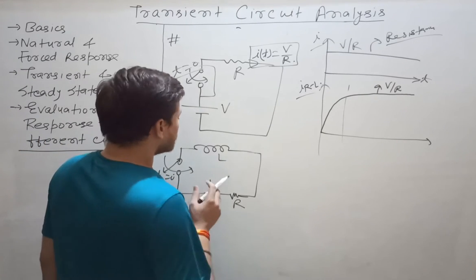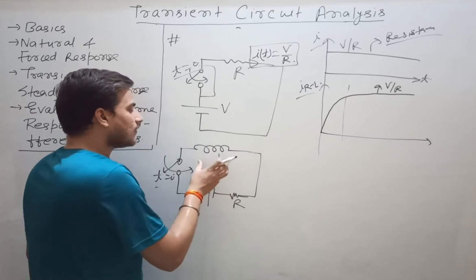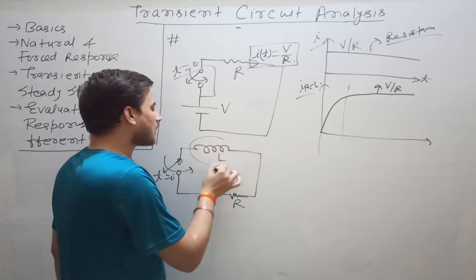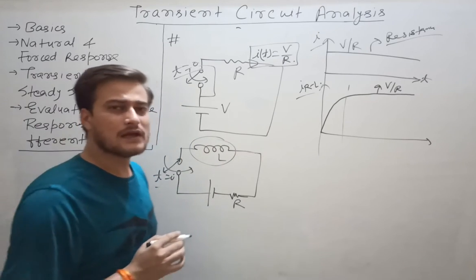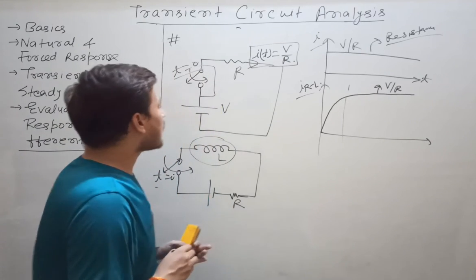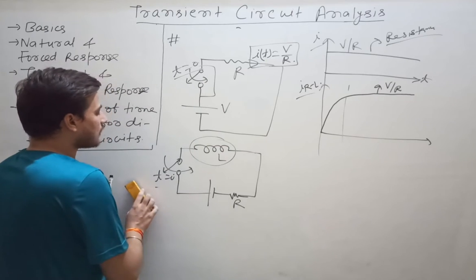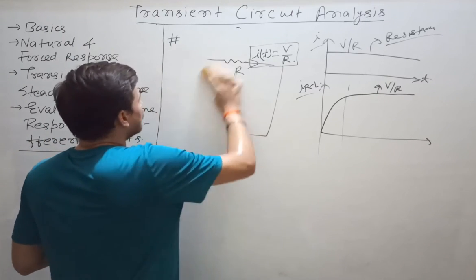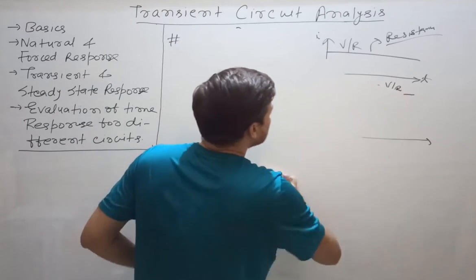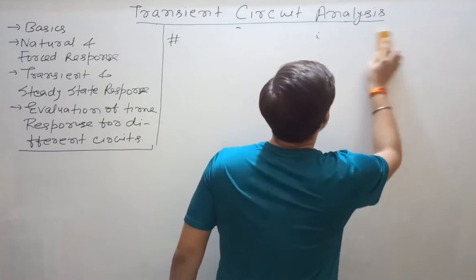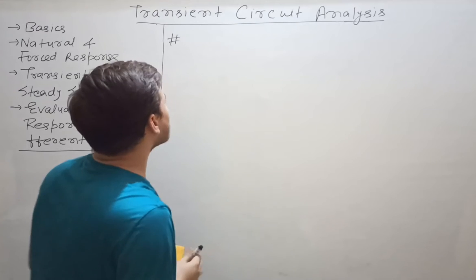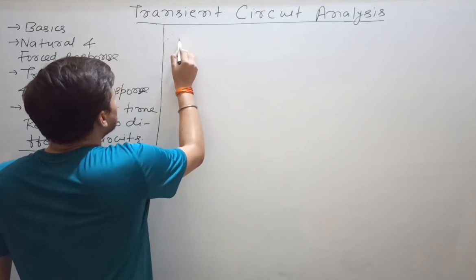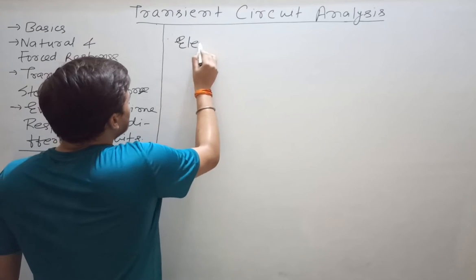Clear? So that means when the time t is equal to 0, the current was 0, that means the inductor was behaving like an open circuit. So that's why we have to see some basics about that. What is the nature of an inductor? What will be the voltage and current across the inductor at time t equal to 0 and time t tends to infinity? So I am drawing the table. Here will be the elements.